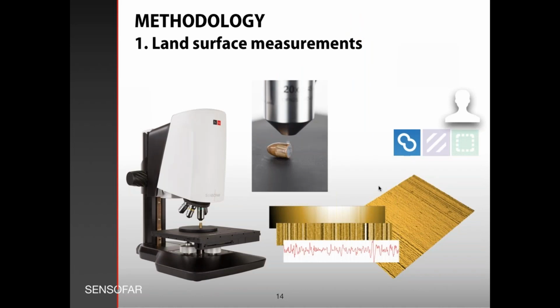Now we will explain in detail every step of the methodology, the 5 steps. The first one consists of doing the land surface measurements themselves, the 3D measurements. For that, we are using our system we call SensoMATCH. This system implements 3D surface measurement technologies: confocal, interferometry, and focus variation. And for the bullet measurements, it has been established that the confocal technique is the most suitable one.